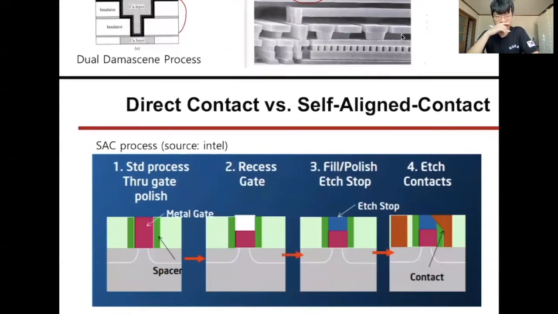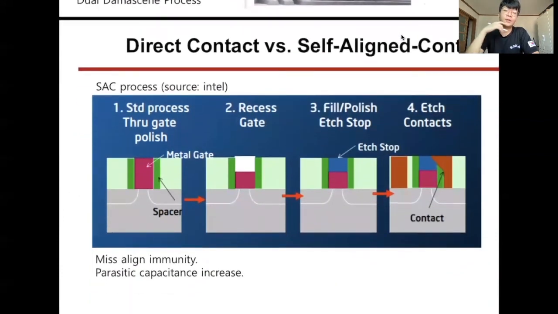The SAC process is a self-aligned contact. The reason why we use the SAC process is that when we make the contact plug, we have to litho and etch another layer, so there can be misalignment issues or pitch walking. So there can be a difference between the pitch size or the critical dimensions.